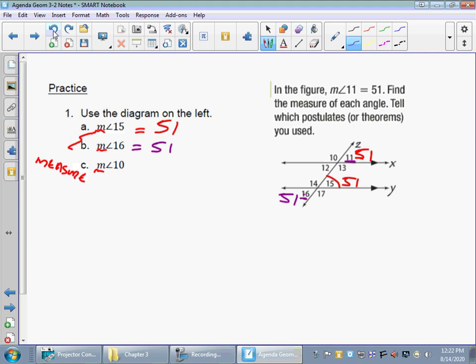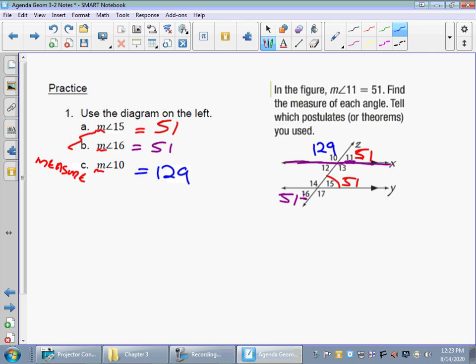All right? And the last one they're asking for here is angle 10. Well, angle 10 and 11, what's their relationship? Well, there isn't one that we've talked about, but they do form a linear pair. Angle 11 plus angle 10 would make this straight line, so it would have to be supplementary, so we would say that it's 129 degrees, because it has to add to 180.